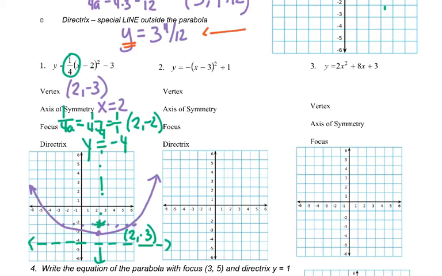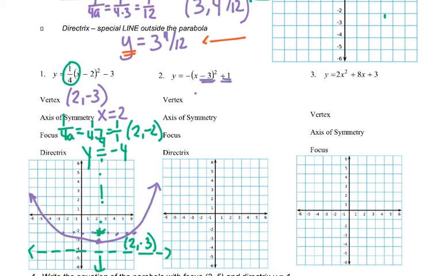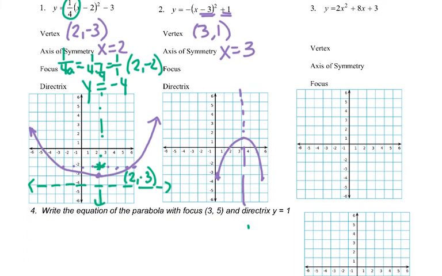And that's it. So let's try another one here. What would the vertex be in number 2? Right, 3, 1. Right 3, up 1. And that negative is going to make it upside down, just kind of normal. Here, I won't forget this time, axis of symmetry, drawing it in. So x equals 3. Then I have focus and directrix.